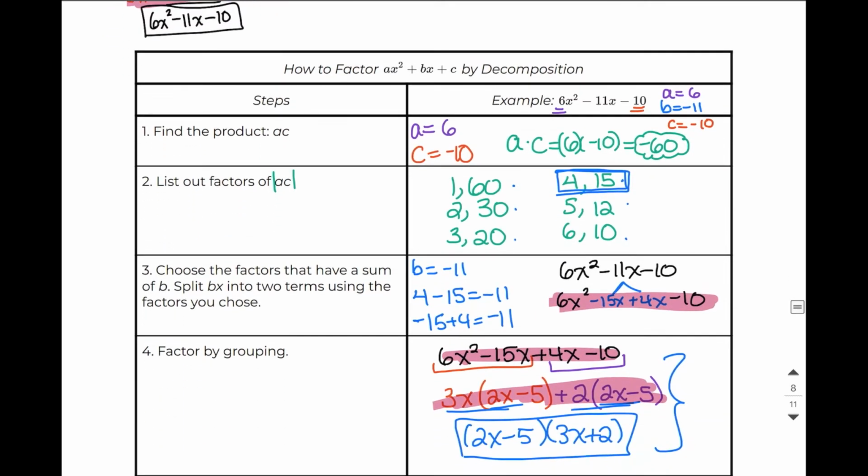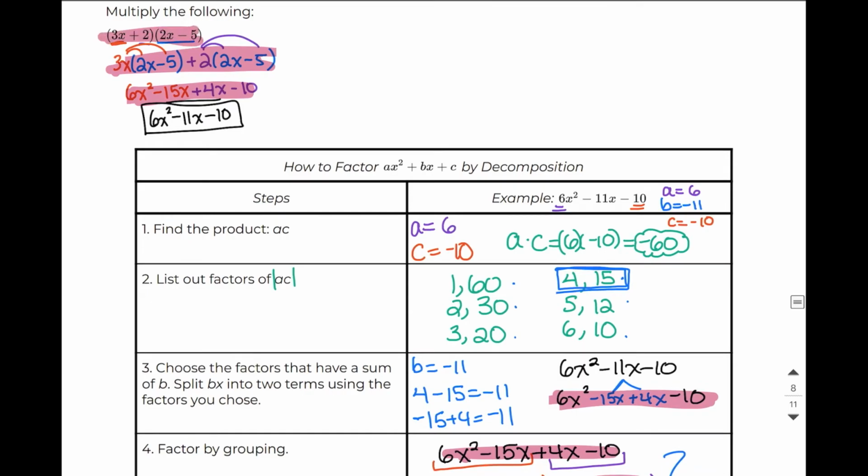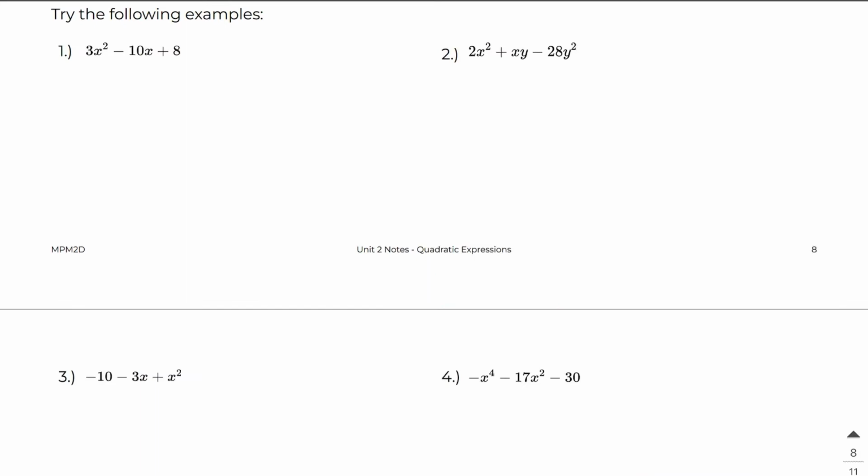And then seeing what's in common brings us back to the two binomials, whereas here we broke up the first binomial to distribute it to the other binomial. So it's the exact same thing. We're just working backwards. So let's try the following examples.